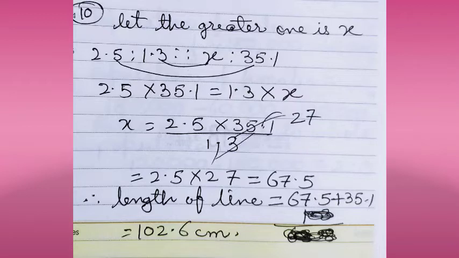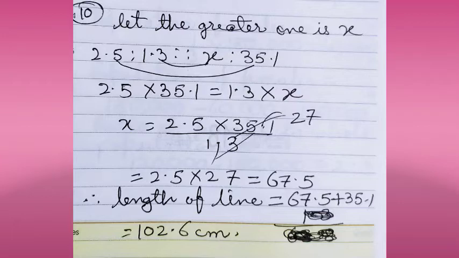So we can write like this, you can see on the screen also. 2.5 is to 1.3 as x is to 35.1. Again, the product of extremes is equal to the product of means. So 2.5 into 35.1 is equal to 1.3 into x. So x will be equal to 2.5 into 35.1 divided by 1.3. After solving we will get 67.5.